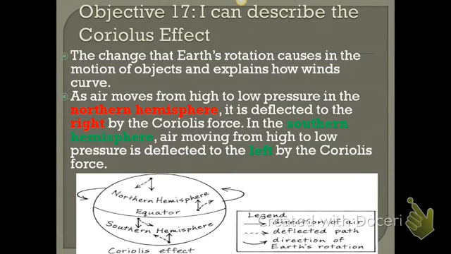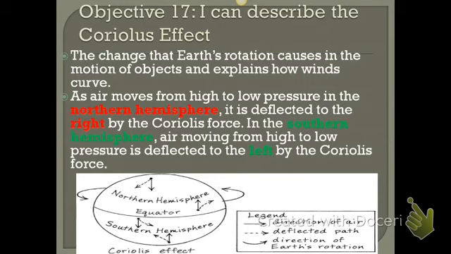Okay, moving right along to objective 17, I can describe the Coriolis effect. The Coriolis effect is the change that Earth's rotation causes in the motion of objects and explains how winds curve. As air moves from high to low pressure in the northern hemisphere, it's deflected to the right. In the southern hemisphere, air moving from high to low is deflected to the left.